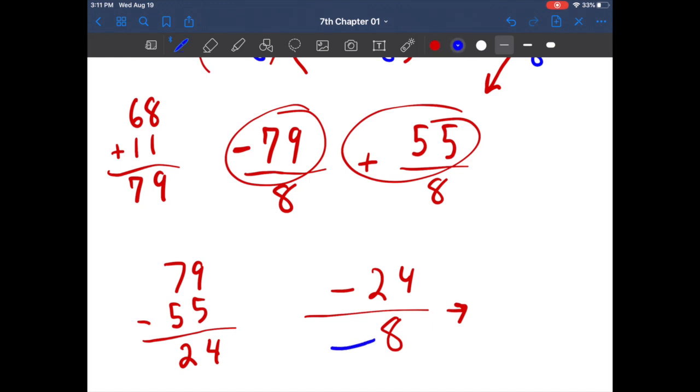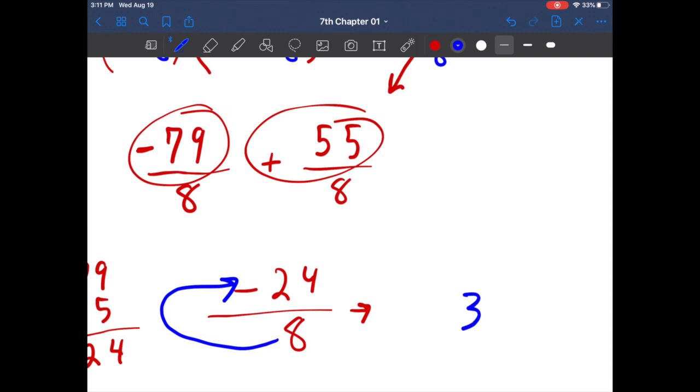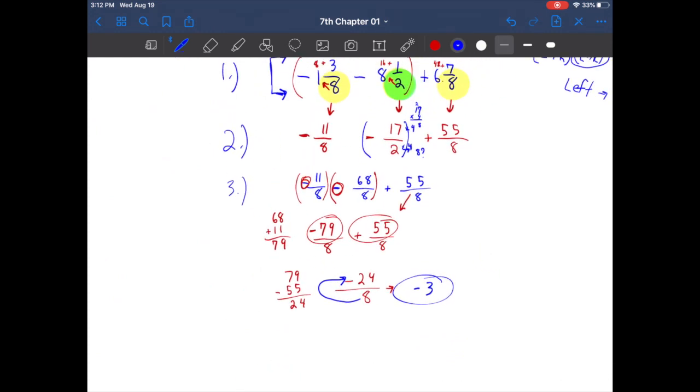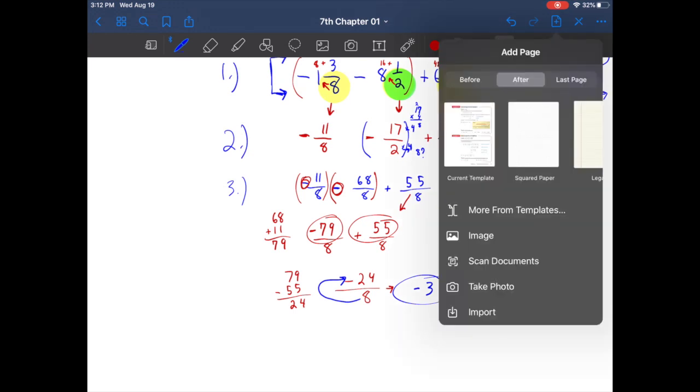We can still simplify that. Let's see, how many times does 8 go into 24? That's going to be 3, and a negative divided by a positive is going to give us a negative. So the answer for this question is negative 3. Please rewatch this problem a few times if you are struggling on this, especially during your homework. This was example number 3.